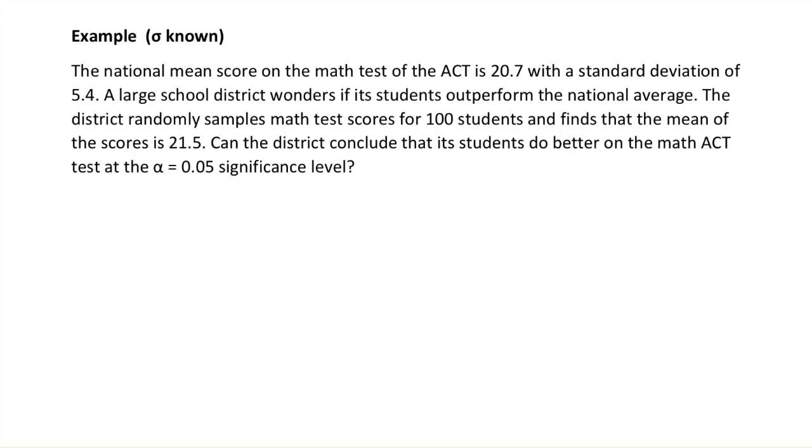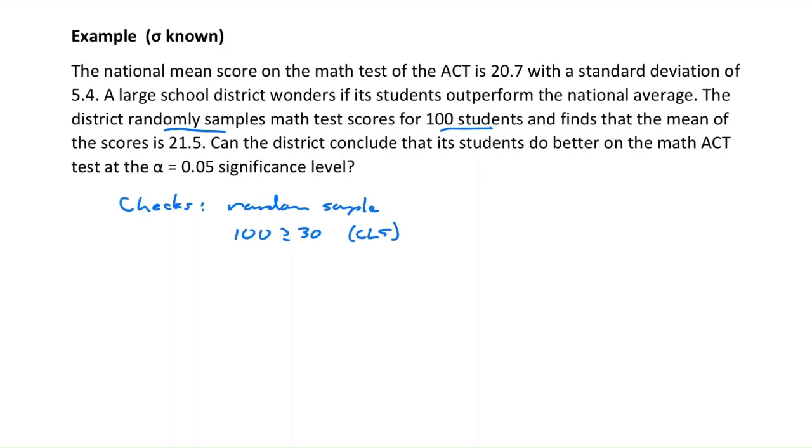So again, when we do this, we're going to start with those checks. We want to make sure that our sample is random. And in this case, it does tell us that they were randomly sampled. So we do have a random sample. And we want to make sure that we have a large sample size. And it says that they sampled 100 students. 100 is certainly greater than or equal to 30. And so we can say, yep, by CLT, that we can assume our distribution is normal. And because it's normal, we can go ahead with this process.